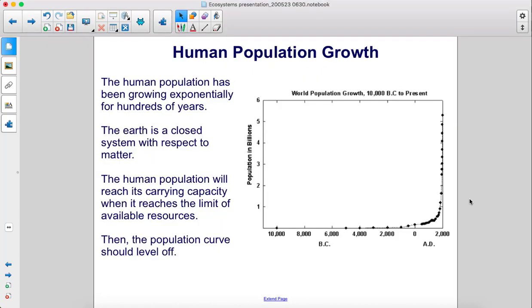The human population has been growing exponentially for hundreds of years. The Earth is a closed system with respect to matter. The human population will reach its carrying capacity when it reaches the limit of available resources. Then the population curve should level off.